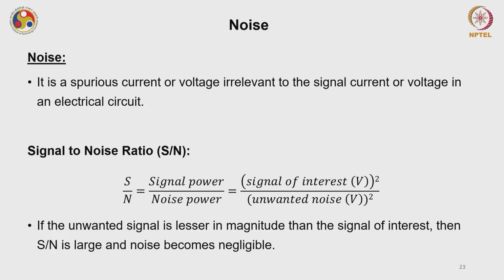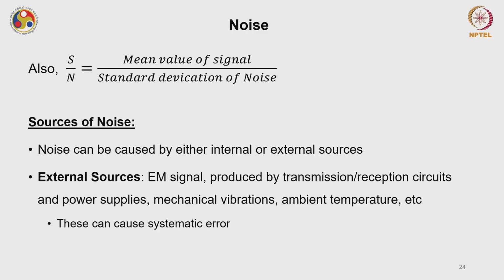However, in most cases this is not the condition, particularly when you deal with microsensors and nanosensors, where the signal itself is in some nanoamps or sometimes even picoamps. Mostly the noises are dominating in that particular range. You can also define signal to noise ratio as the ratio between the mean value of the signal and the standard deviation of the noise.